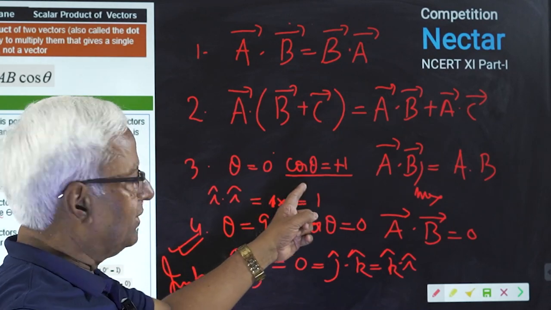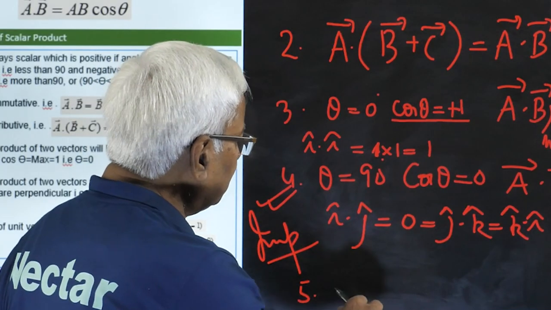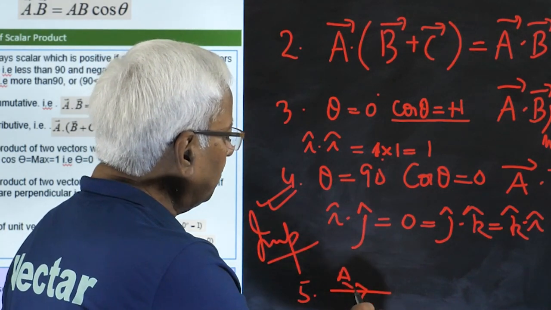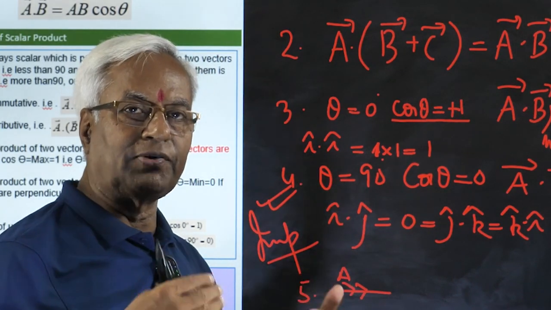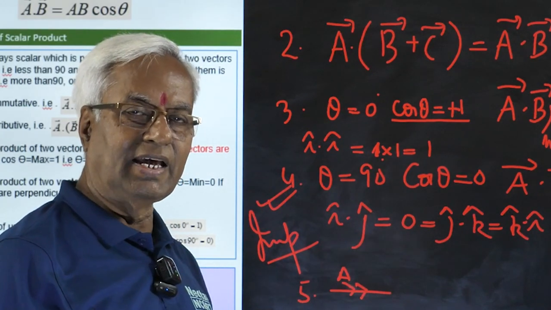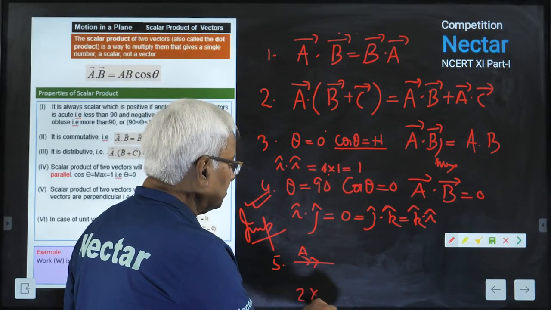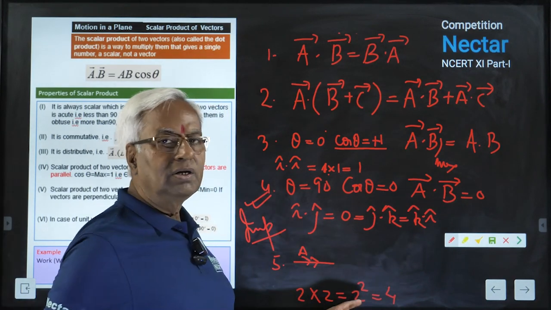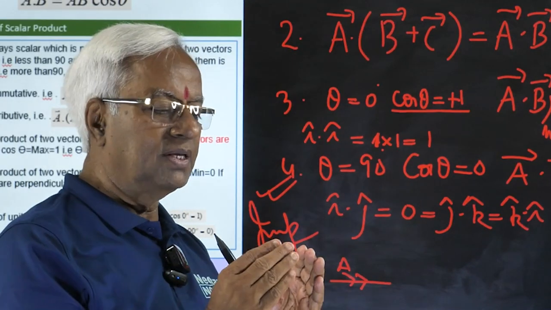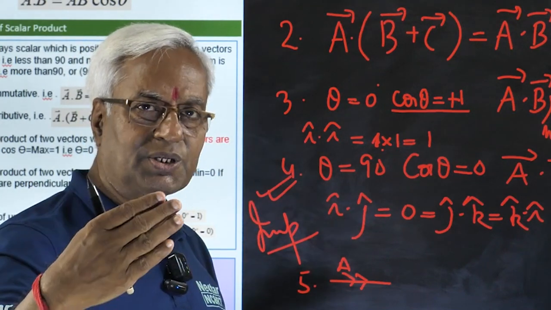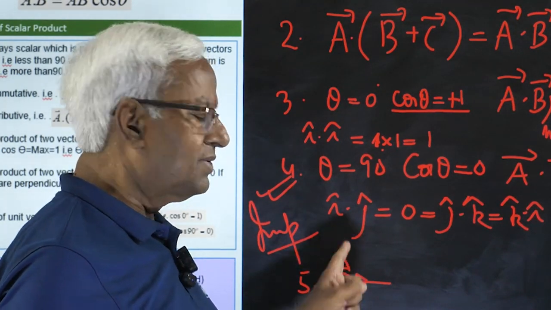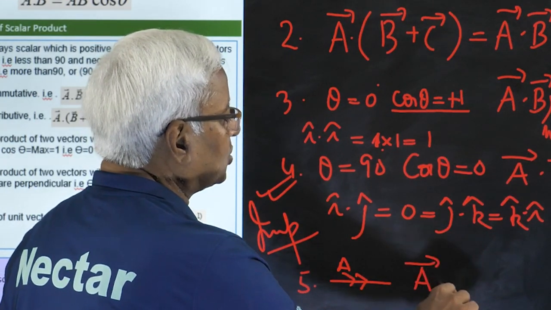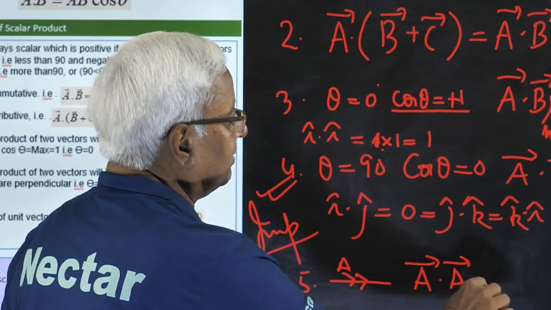Let's apply this property again. There is a vector A, and we want its dot product with itself. Like you say 2 into 2, this is 2 squared, or 4. When you square something, it means you multiply it by itself. If you want vector A squared, what will you do? Vector A squared means A dot A.